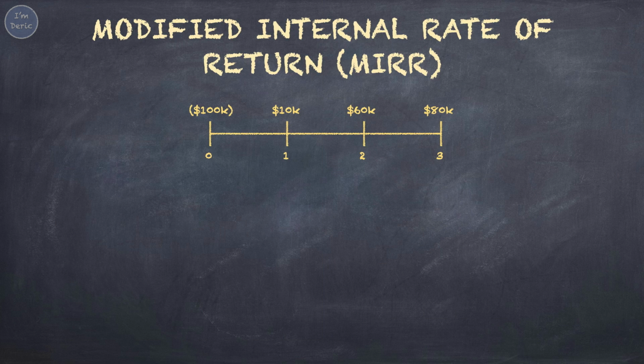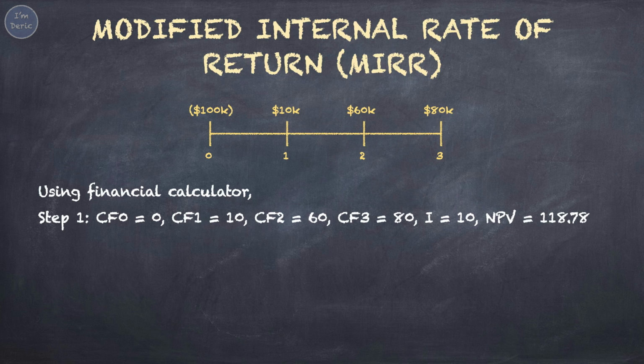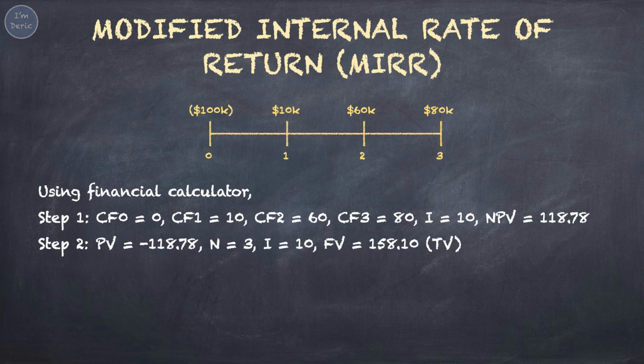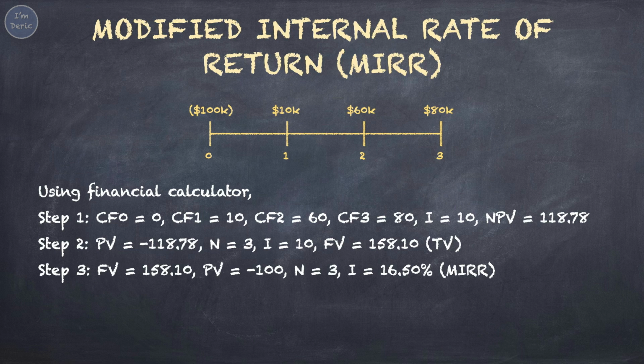Alternatively, you may apply a 3-step method to find the MIRR. Step 1. Find the NPV by assuming CF0 equals 0. Step 2. Find the terminal value of the cash inflows, that is the future value. Step 3. Equating the initial investment to the terminal value to find the interest rate, and the interest rate is the MIRR.